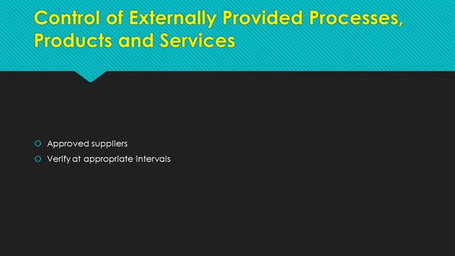Now let's talk about the control of externally provided processes, products, and services, also known as control of suppliers. In ISO 9001:2015, there's been a slight attitude change when controlling suppliers. In previous editions, auditors looked to see if there was an approved supplier list, how the suppliers were approved, rated, and where necessary, removed from the approved supplier list.